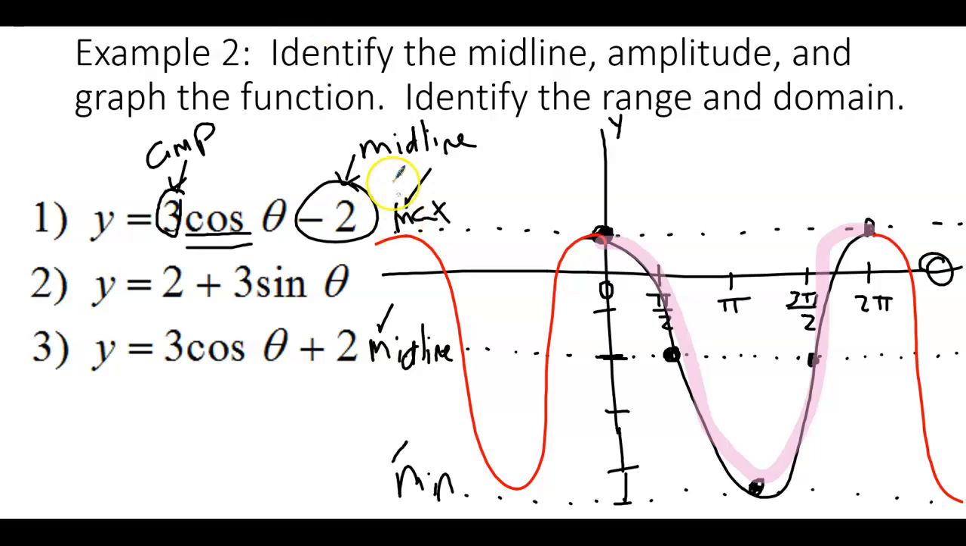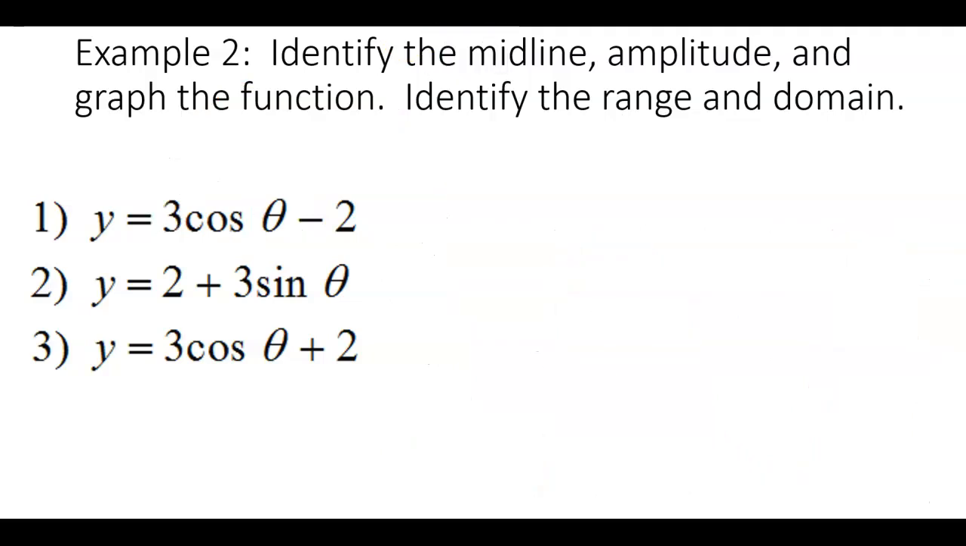So let's review the steps again. Graph your midline, dotted line here. Step 2 is use the amplitude to find the max and the min. Step 3, based on the function, since it's a cosine, I start at the max and I follow my pattern. Okay, let's go ahead and do number 2.